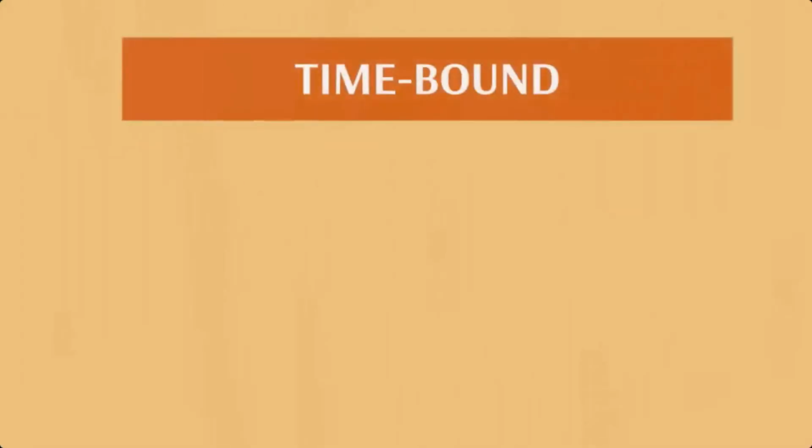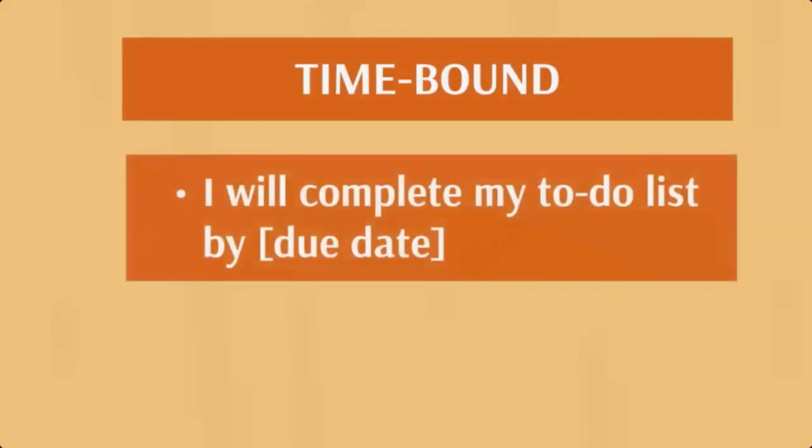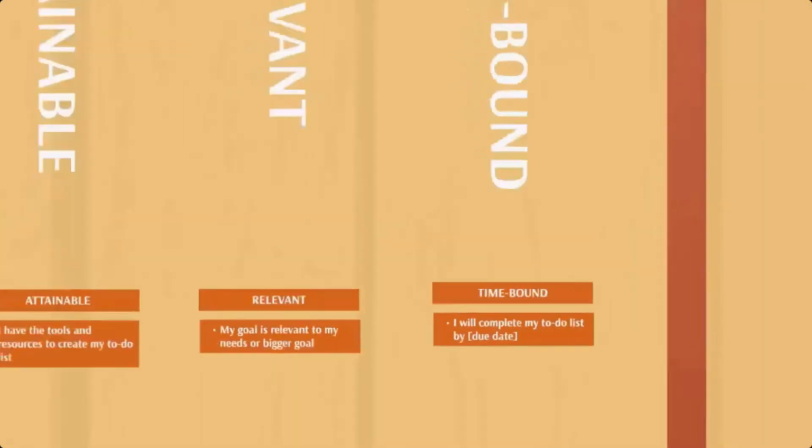And then of course we have, last but not least, time bound. I will complete my to-do list by such and such date. So we obviously need to take a look at whether that priority, that to-do list, is going to be reachable by a certain date. After we figure that out, we need to set a timeline. And if you're thinking, should I set a timeline for all of the exact to-do items and everything like that? Yes, but you want to break it down into bits and pieces.